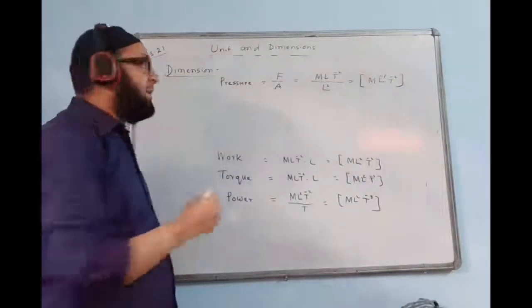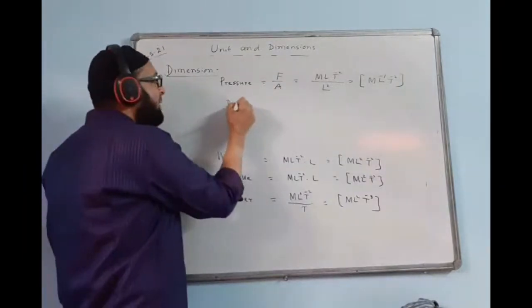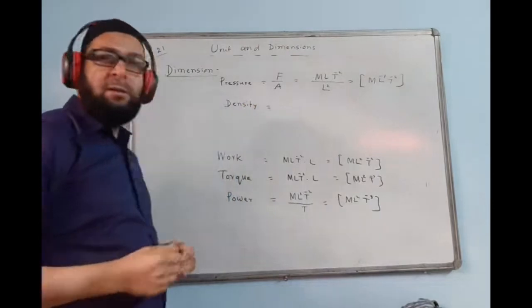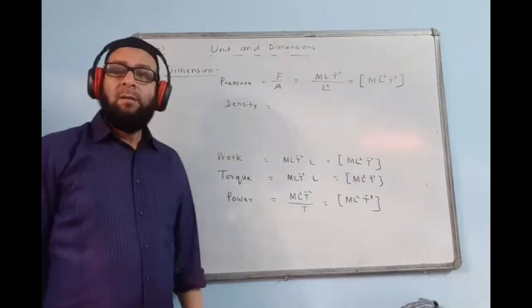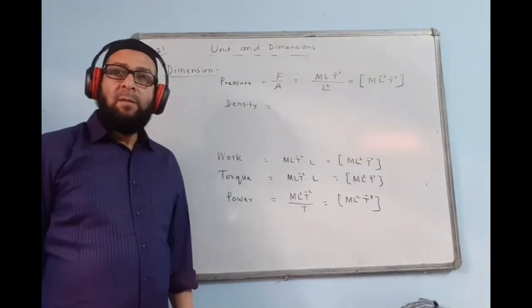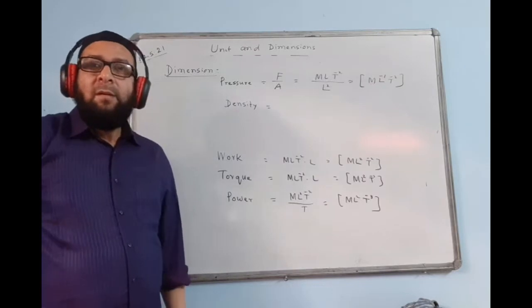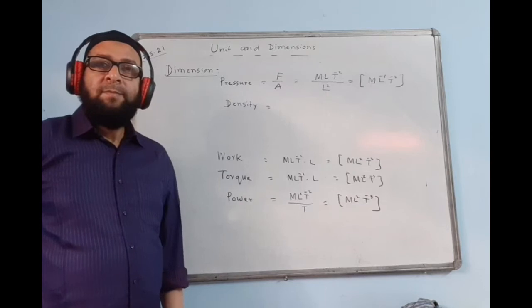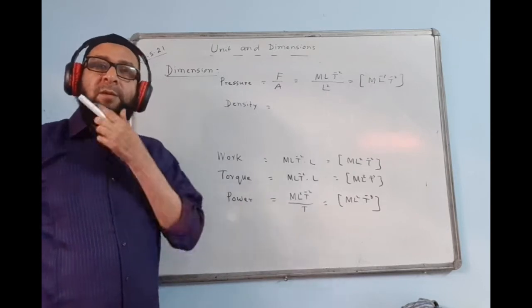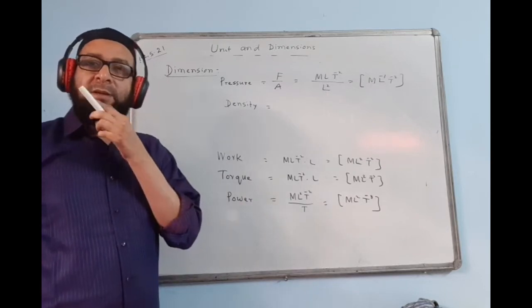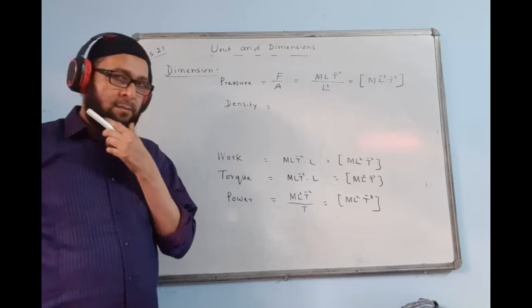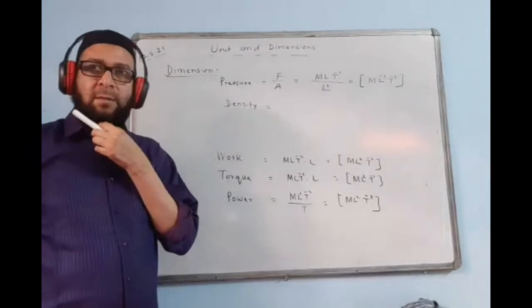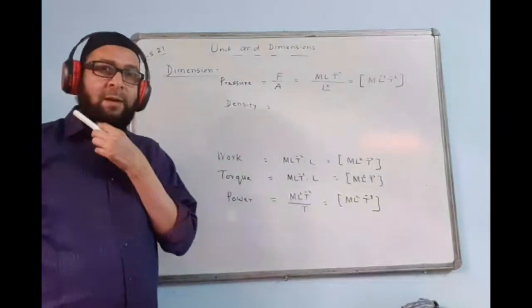Find the dimension of density. You people are doing very well. Find the dimension of density. ML minus 3. Very good.